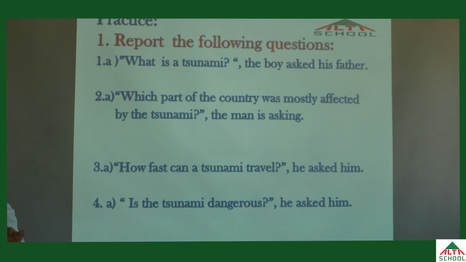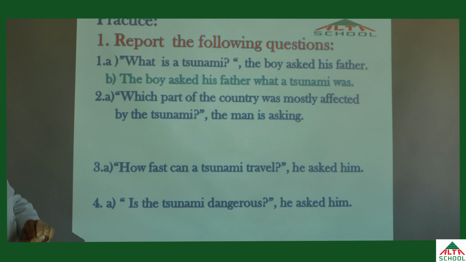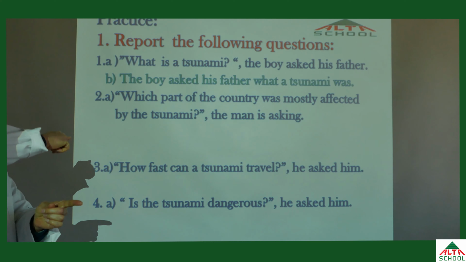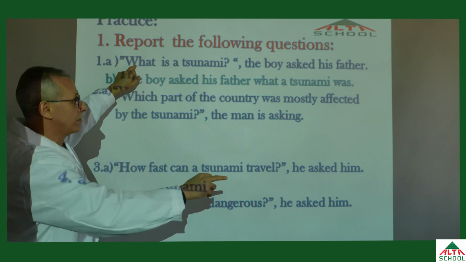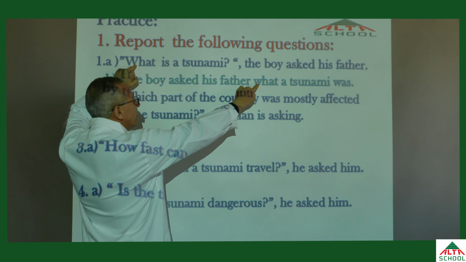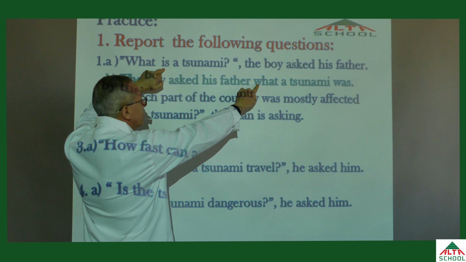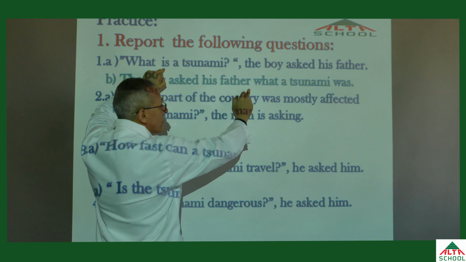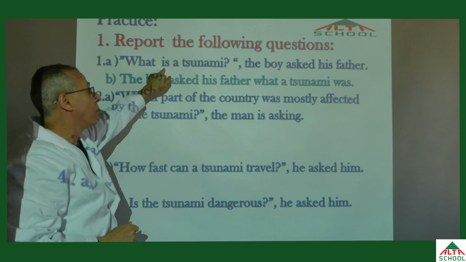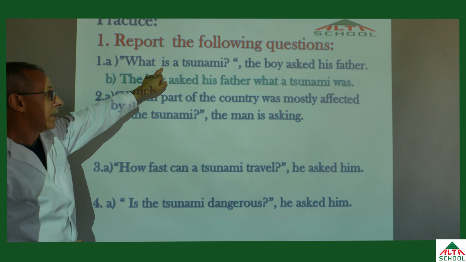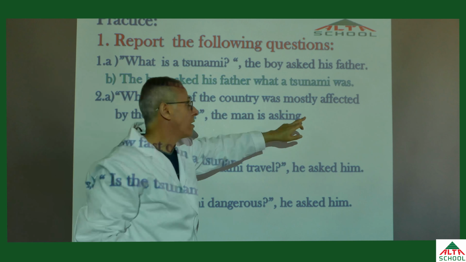A, or number one. What is a tsunami? The boy asked his father. So when we change it, we say, the boy asked his father what a tsunami was. What is a tsunami? What a tsunami was. So we keep the WH word or the question word, but we don't start with the verb. We start with the subject first, then the verb afterwards. So we say what a tsunami was. And because here we have the present and the reporting verb is the past, we use here was.